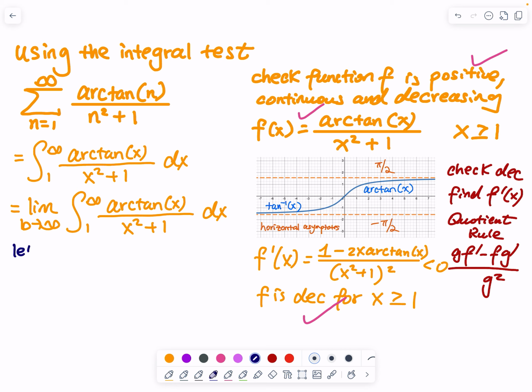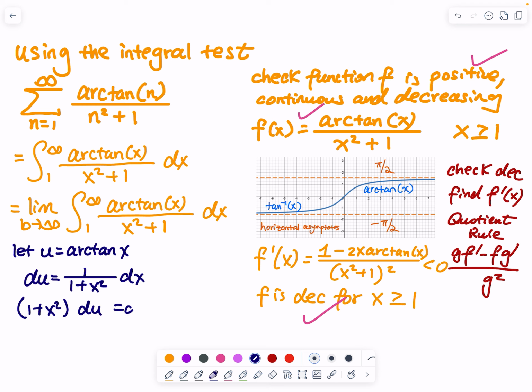I am going to let u equal arctangent x, and the derivative of arctangent is 1 over 1 plus x squared dx. Move that to the other side: (1 plus x squared) du is equal to dx. And then we do a change of variable. I will put this right here, and the x squared plus 1 will be cancelled.